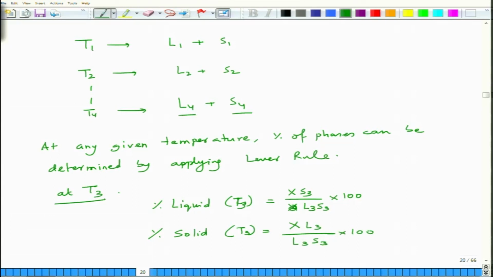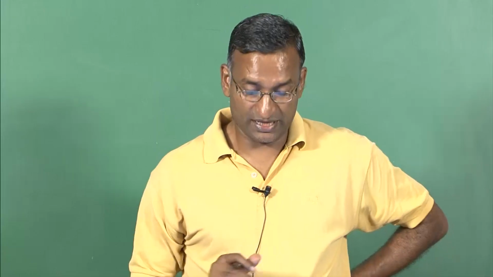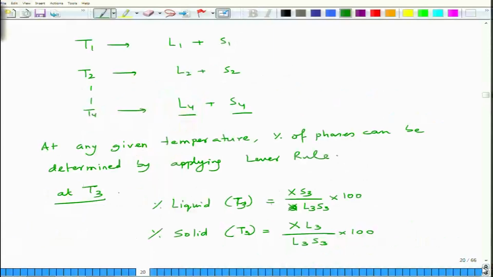So, the key thing is that these tie lines have to pass through X. However, what you note is that because it is a 3D diagram and these are curved surfaces, these tie lines are not necessarily parallel to each other. They may be in different directions depending upon the way solidification proceeds.